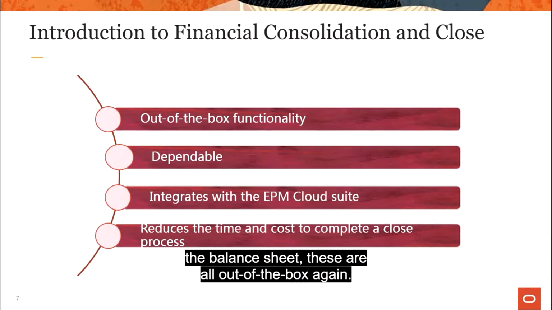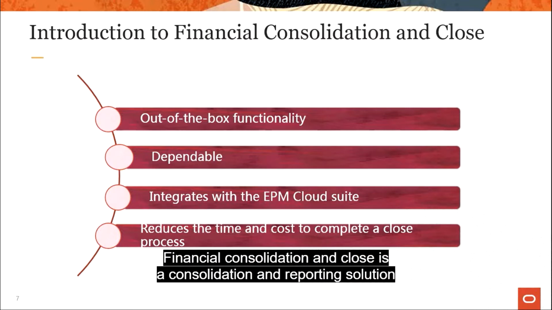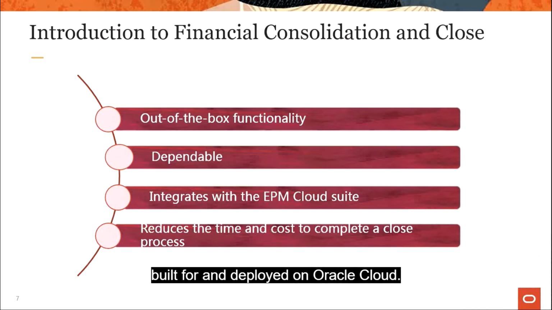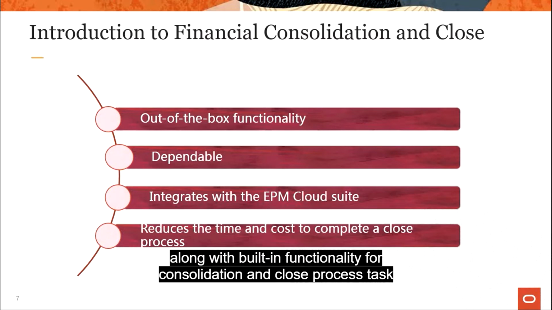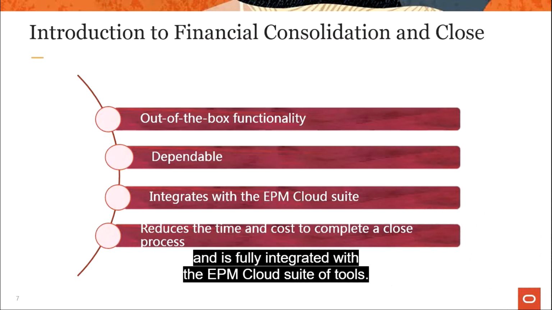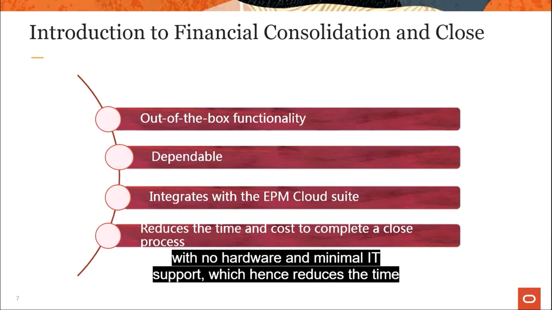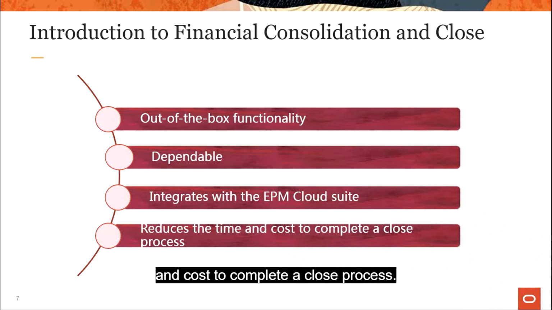Financial consolidation and close is a consolidation and reporting solution built for and deployed on Oracle Cloud. FCCS provides a user-friendly and intuitive interface along with built-in functionality for consolidation and close process tasks and is fully integrated with the EPM Cloud suite of tools. It provides a simple and quick implementation with no hardware and minimal IT support, which hence reduces the time and cost to complete a close process.